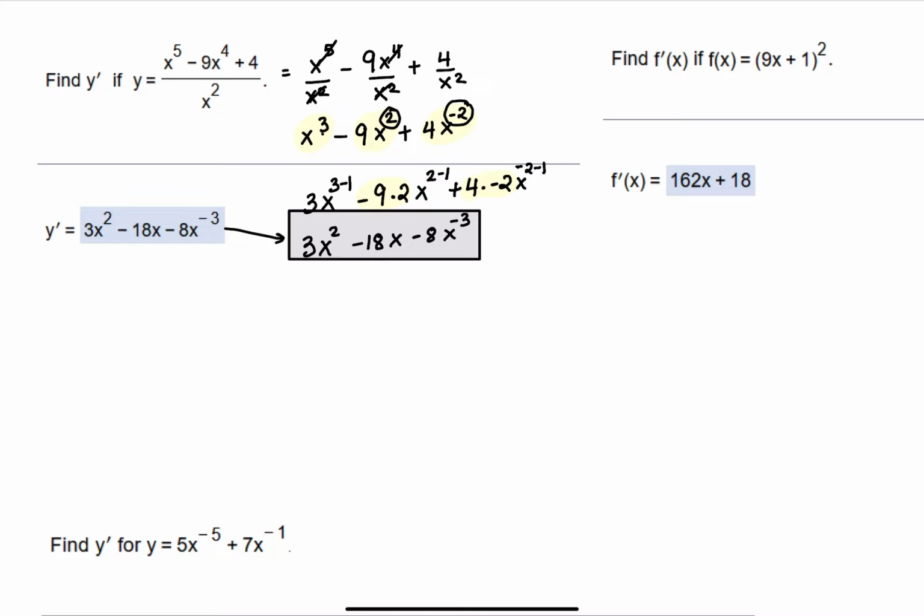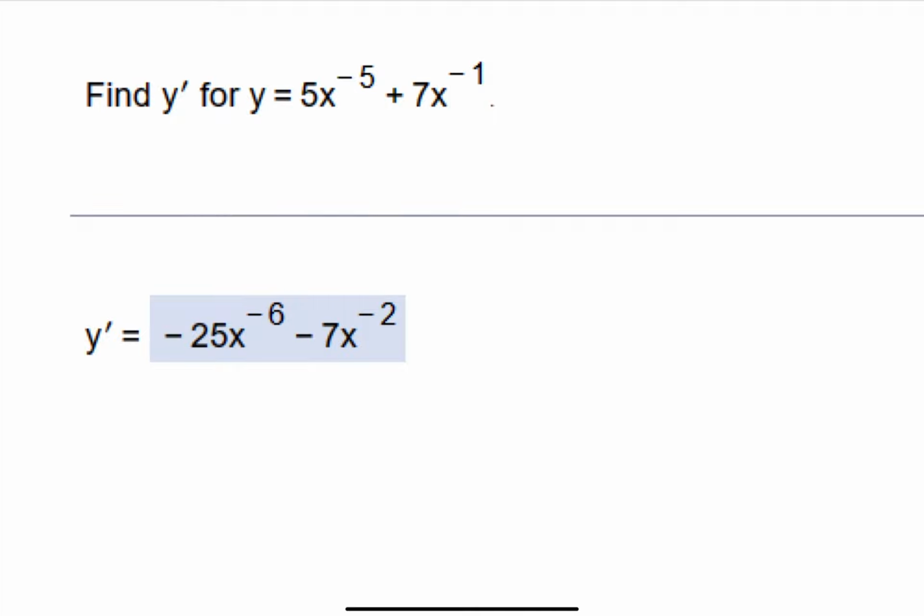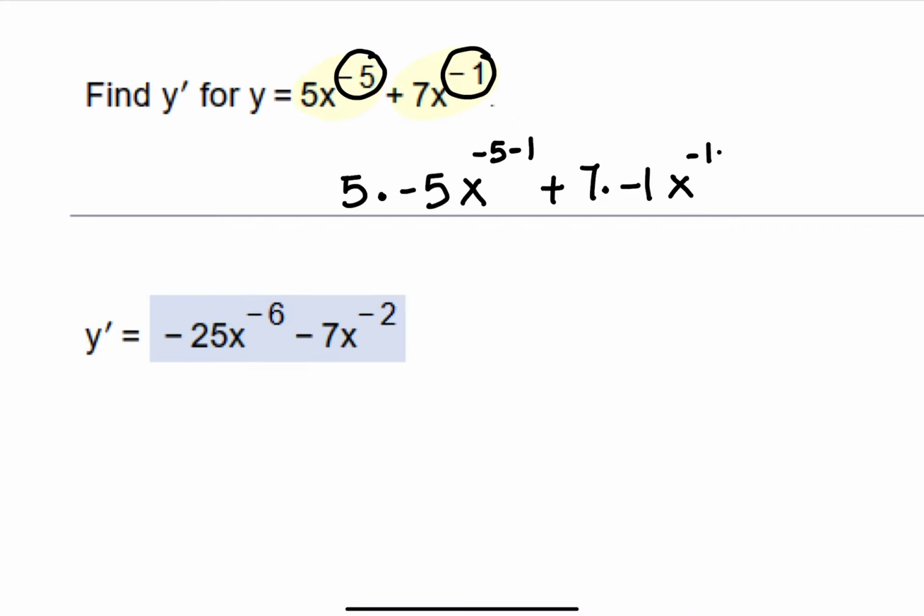Now let's do this one. I don't have the numbers, but again, it's as simple as it is. I'm going to start with the first term here, which is 5x to the negative 5. The derivative of x to the negative 5 is, remember, times negative 5, x to the negative 5 minus 1. Now the next one is 7x to the power negative 1. So plus 7 stays 7. The derivative of x to the negative 1 is negative 1, x to the negative 1 minus 1.